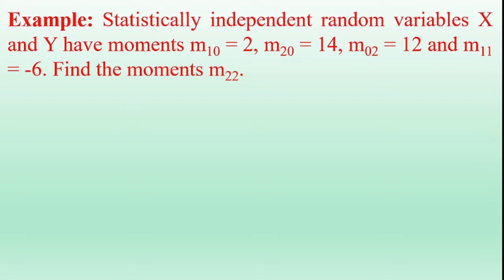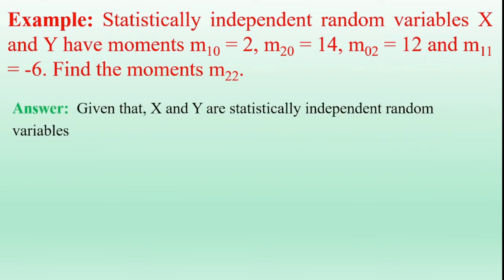In this video, I am going to discuss moments of random variables with an example. The example is: statistically independent random variables capital X and capital Y have moments M10 is equal to 2, M20 is equal to 14, M02 is equal to 12, M11 is equal to minus 6. Find the moment M22.